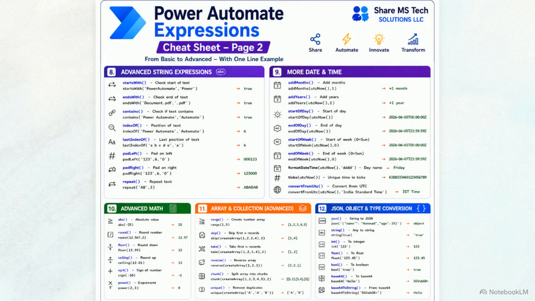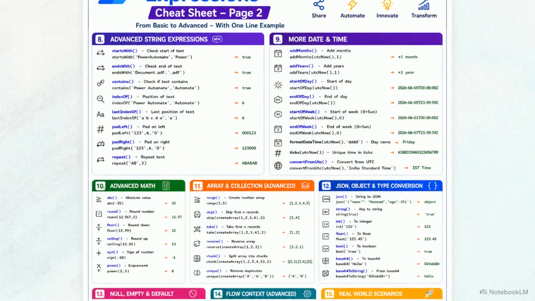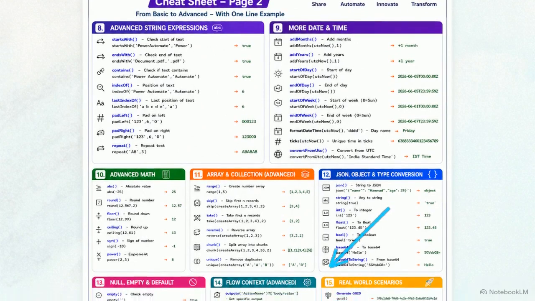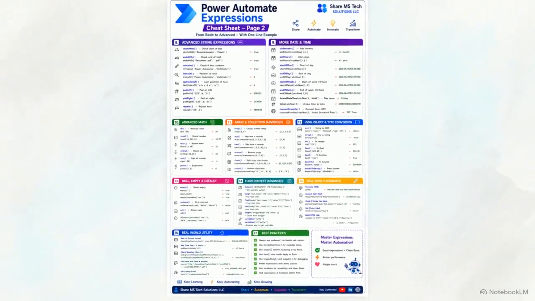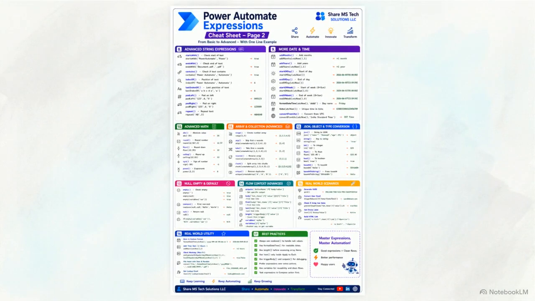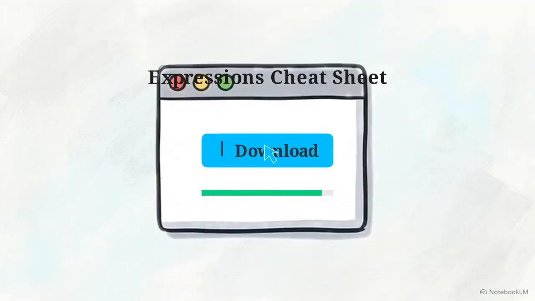Looking at this Power Automate expressions cheat sheet, you can see formulas neatly categorized into groups like text, date and time, and math. While there are over 50 of these expressions available, you do not need to memorize them. Moving to the second page of this guide, we find real-world scenarios and best practices. Professional developers rely on reference guides like this one to find the right formula for the job exactly when they need it.